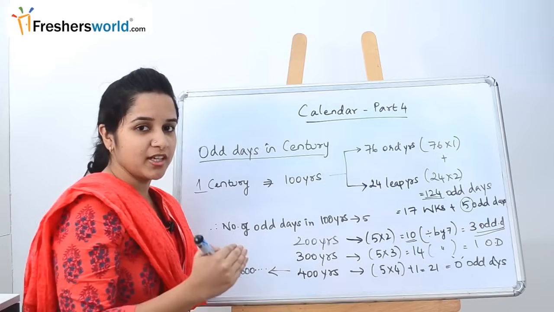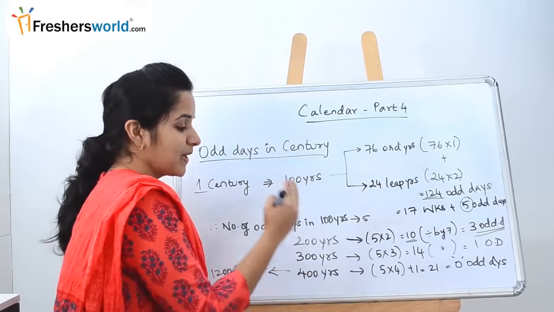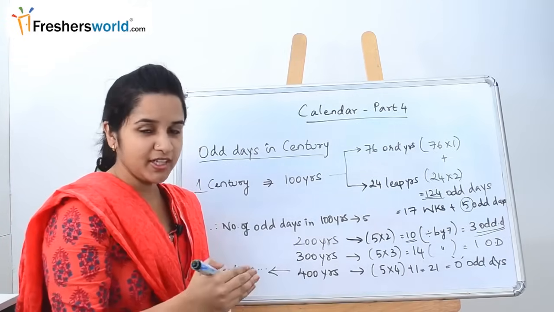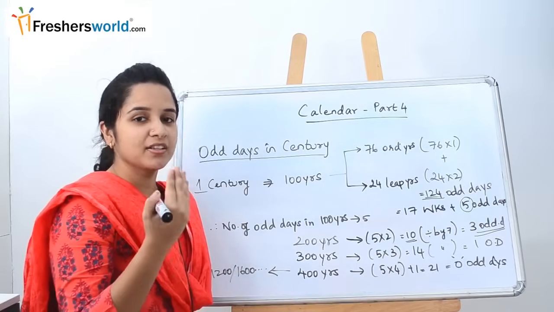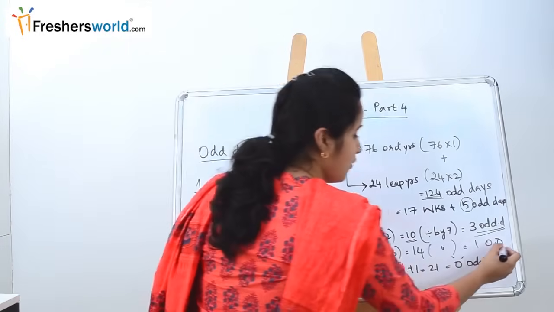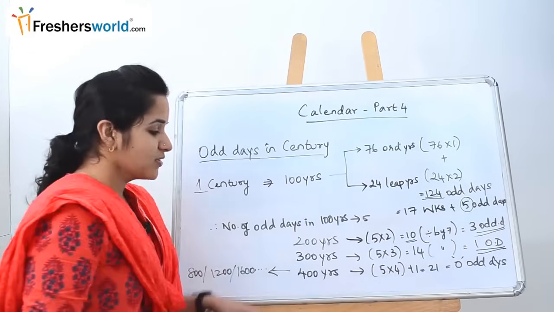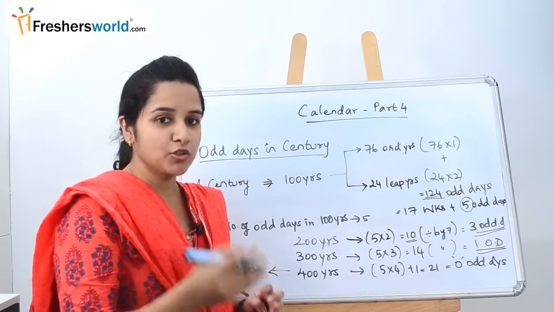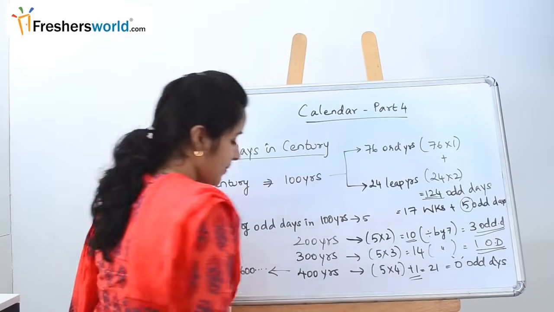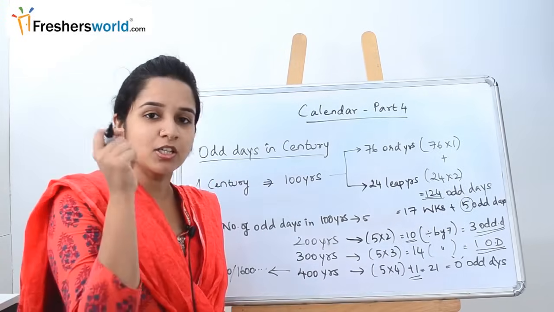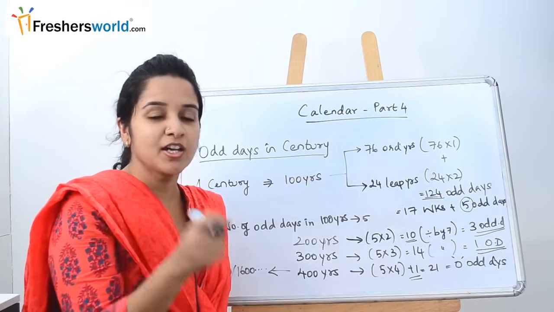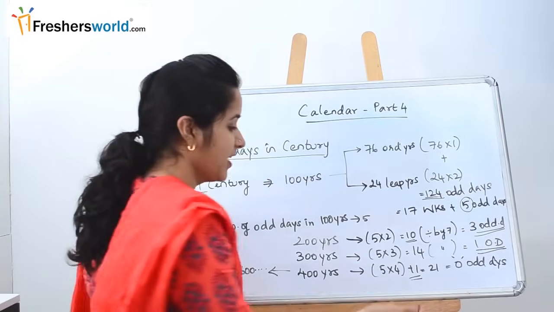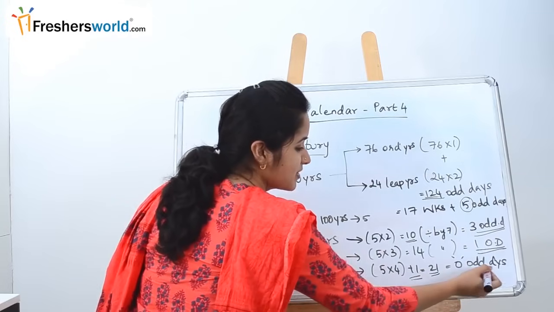Similarly, we are going to do it for 300 years. We multiply 5 into 3, which is nothing but 15, divided by 7. So the remainder is 1. So in 300 years, we have 1 odd day. In case of 400 years, as usual we multiply by 4, so 5 into 4, plus 1. Why is there a plus 1 here? Because every 400 years that particular year will also be a leap year. So we add this extra 1 odd day. So it becomes 21, so it becomes 0 odd days.